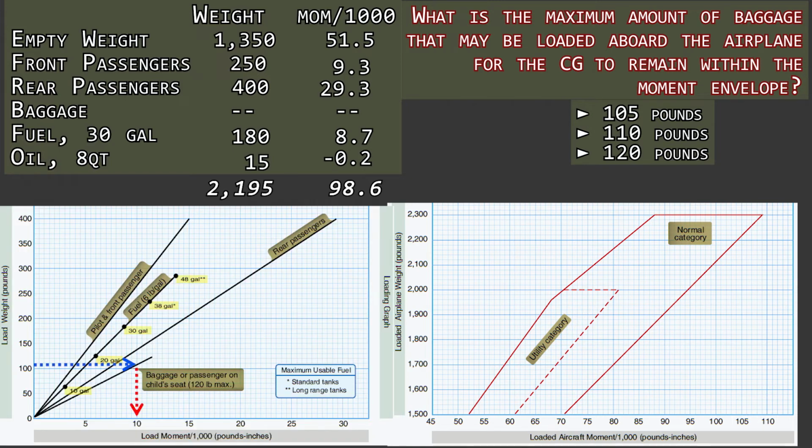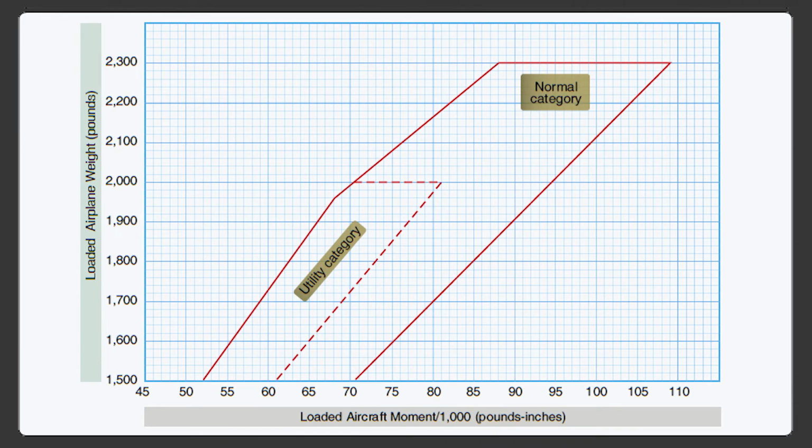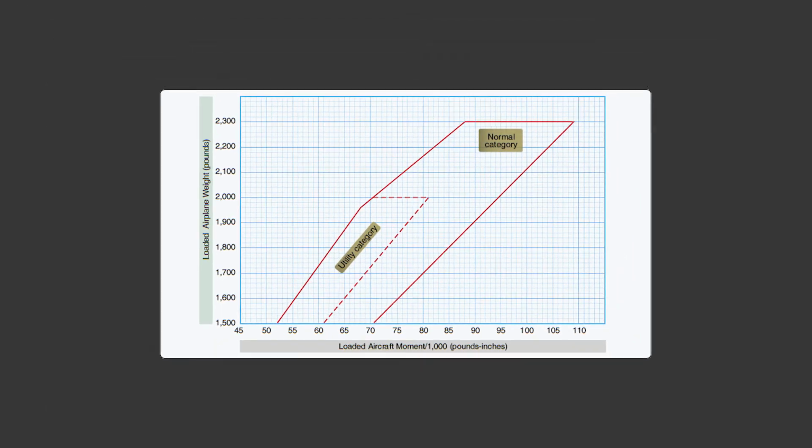If we follow the baggage up to 105 pounds, that's right at about 10. And so our center of gravity now is 108.6, and the weight is 2300 with those additional bags. Looking at our moment chart, we can see that at our max weight and at 108.6, we fall right inside the envelope. As you can see on this chart, there's a normal and a utility category area. And basically the difference is in a utility category, you're more restricted, but the airplane can withstand more G's or more loading. Let's look at one more example.